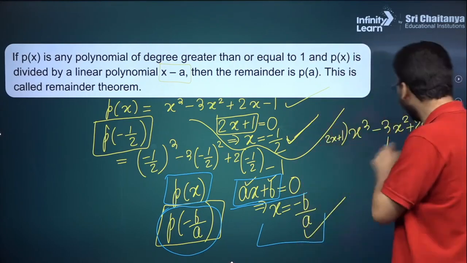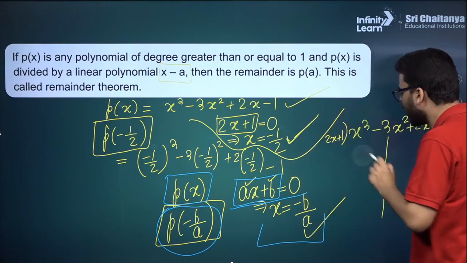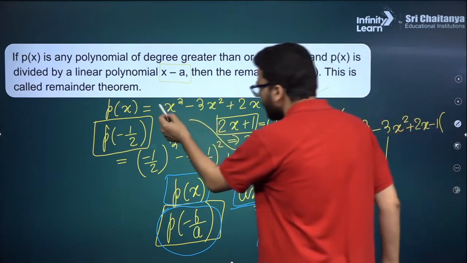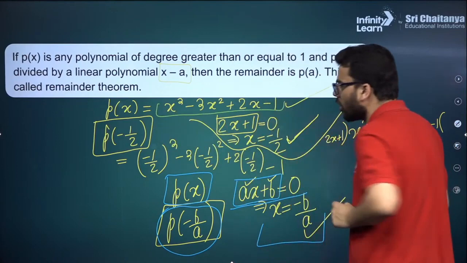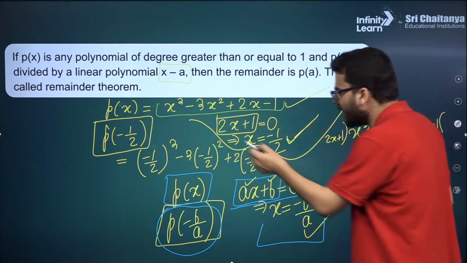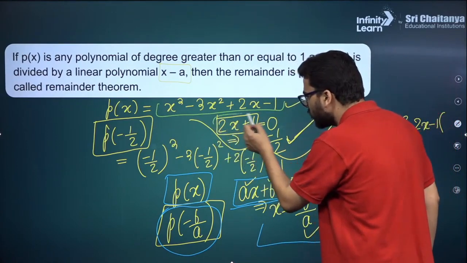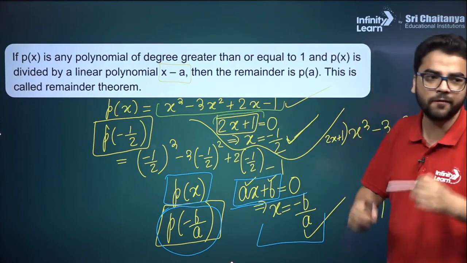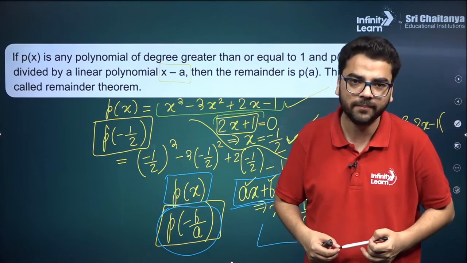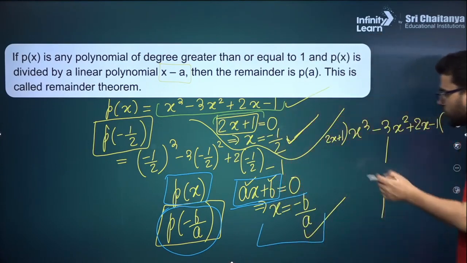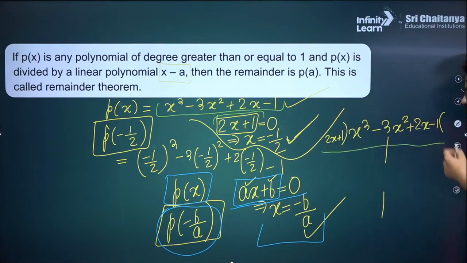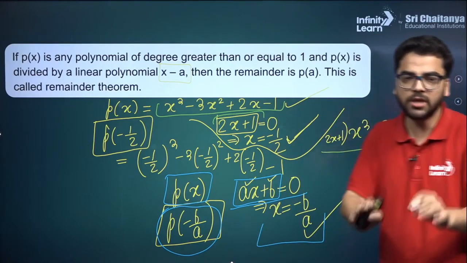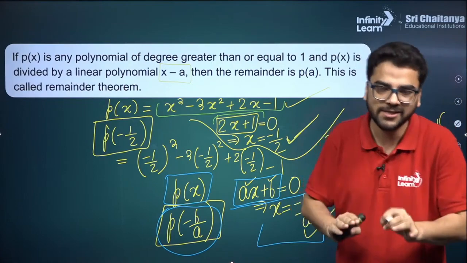Now another example which I had already explained over here. Suppose you have been given a cubic polynomial and you are dividing it by a linear polynomial 2x plus 1. How can you find the remainder? So obviously if you do the actual long division method, it will waste your time. Then also you will get the correct answer, but it will waste your time.